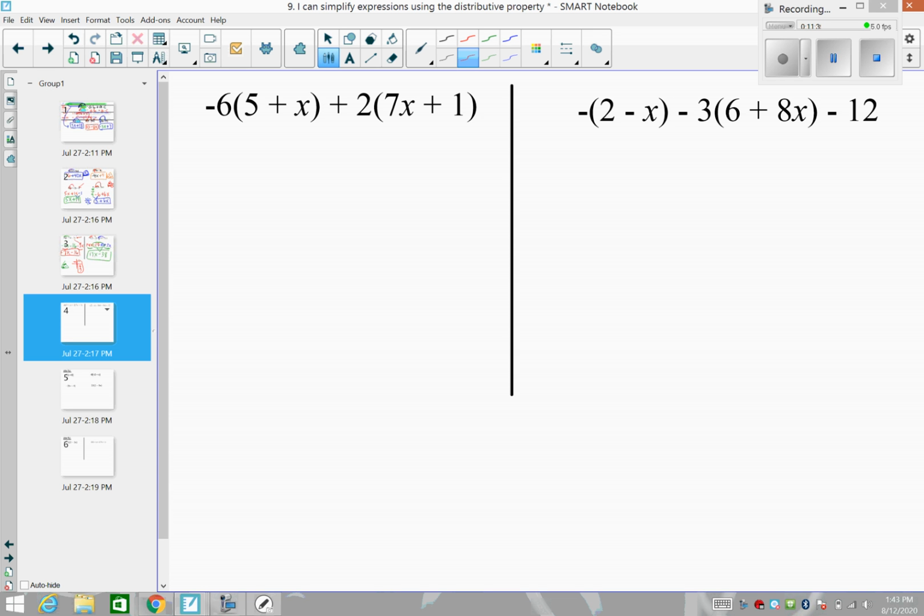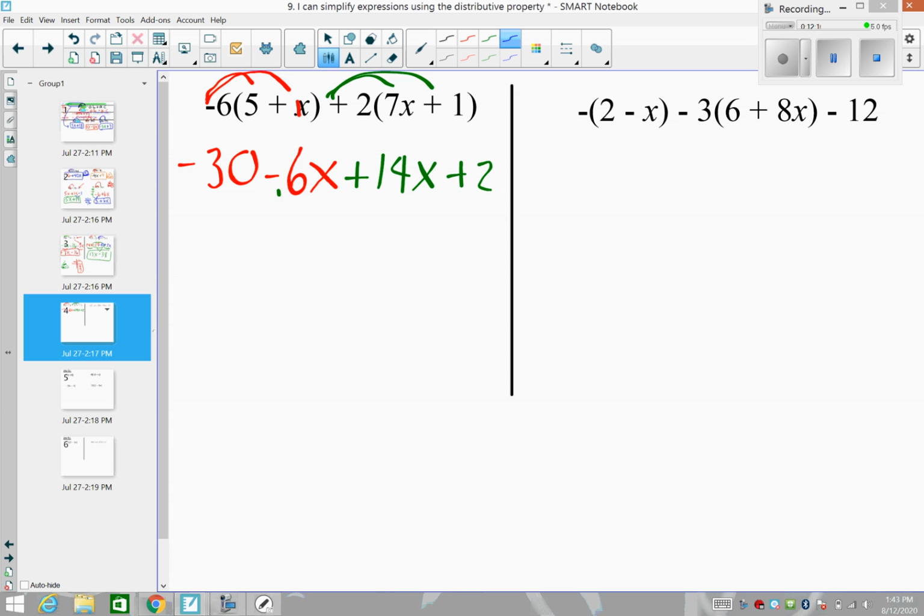So the first problem over here, we're going to distribute the negative 6. Negative 6 times 5 is negative 30. Distribute. Negative 6 times 1 is negative 6, and then I need you to put the x back. That essentially gets rid of that first parenthesis. And then we have to do it again on the back side. So we're going to multiply, which is positive 14. Put the x back. And then we're going to multiply, which is positive 2. So that's 14x plus 2.